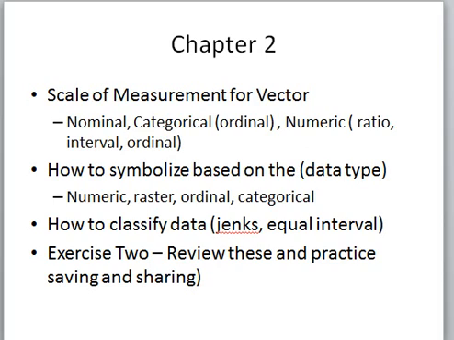And then she goes over in that chapter how to classify data, whether you're using Jenks or equal interval. And then with Exercise 2, you're going to practice this stuff from Chapter 1 and 2, plus you're going to create data, zip your own geodatabase, import data, and zip and share that with me. So this week you're going to give me your entire geodatabase plus your maps so that I can make sure that we can share data back and forth.